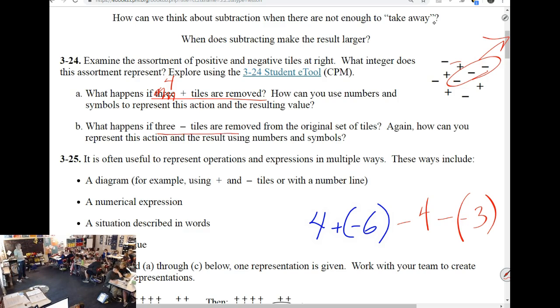Here we can do that, right? We're able to do that. I'll let the cat out of the bag. Where we're headed is to where you can't. What if we don't have negative tiles to take away?